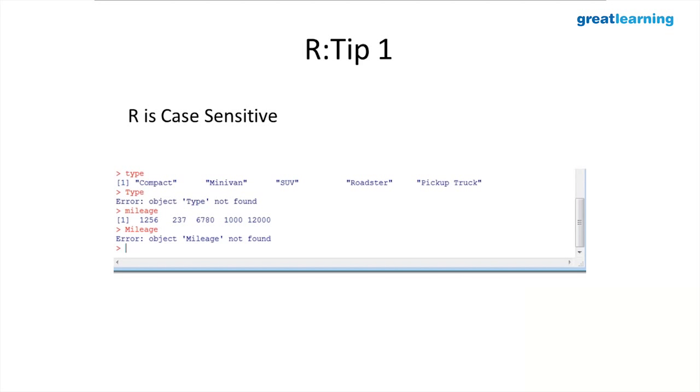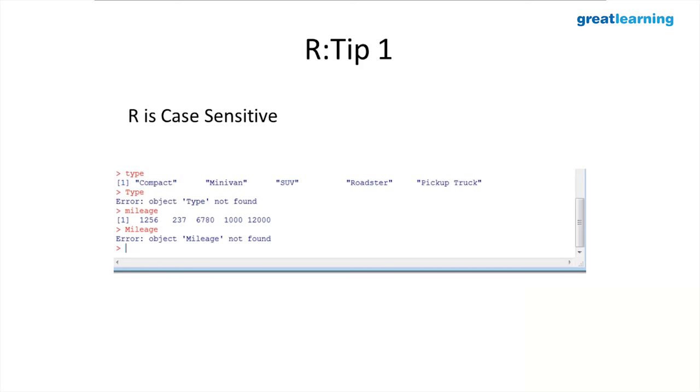R is case sensitive. So if you give a lowercase variable or an object, it will not be replaced by an uppercase one. So that's how R operates. That's how R is built. Similarly in the case of mileage, if you see small m, we create a mileage, it identifies, but with capital M, it says object not found. So tip here, R is case sensitive.